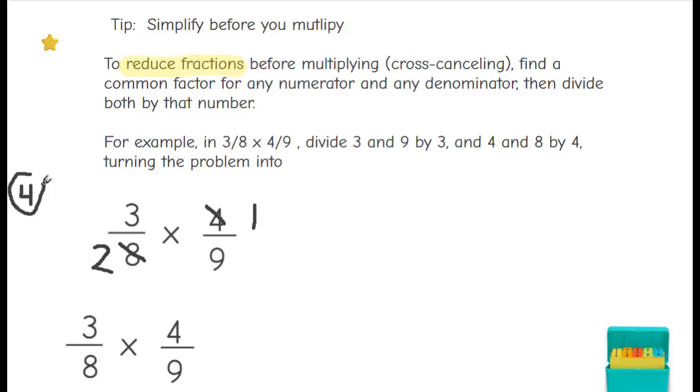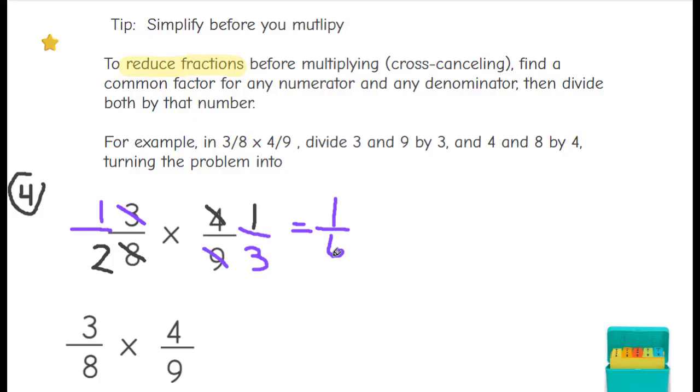Now I bet you're already looking at that 3 and 9, aren't you? I'm going to change the color of my pen just so you see that it's a different division problem. So 3 divided by 3 is 1, right? And 9 divided by 3 is 3. So now I have simplified both of my fractions, and sometimes you'll only simplify one fraction, and that's okay. Now my multiplication problem is 1 times 1 is 1, and 3 times 2 is 6, and there's my answer.